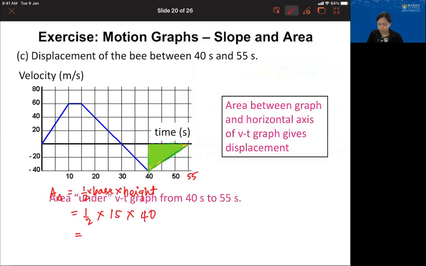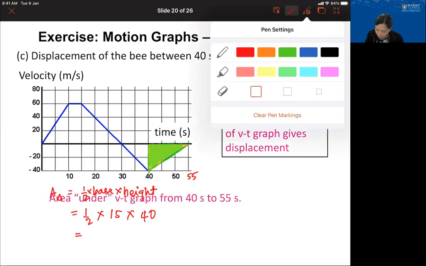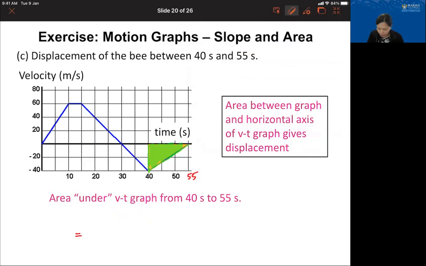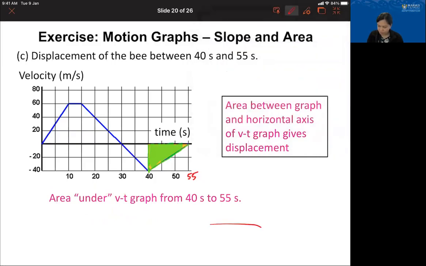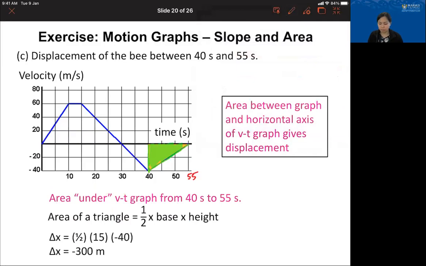Right, that should give you, oh, sorry, I didn't know I had animation there. So let me just erase this whole thing. Yep, area of a triangle. So the base is 15 and the height is 40, or you can also now include the negative. That would give you a negative 300 meters.